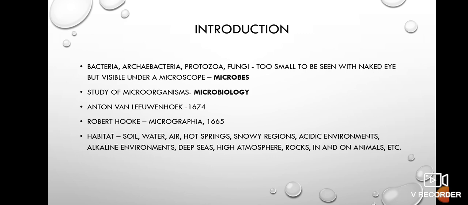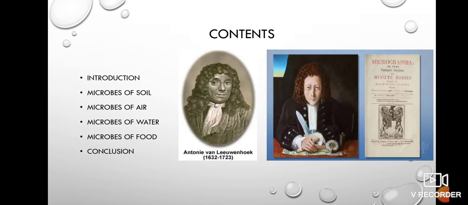It began with the discovery of microorganisms in 1674 by this person, the first picture, Anton van Leeuwenhoek, who used his own crude microscopes to observe the microorganisms from the scum of teeth, a drop of rainwater, etc. Further, Robert Hooke, also a contemporary of Leeuwenhoek, described his observations about microorganisms in his book Micrographia in 1665.